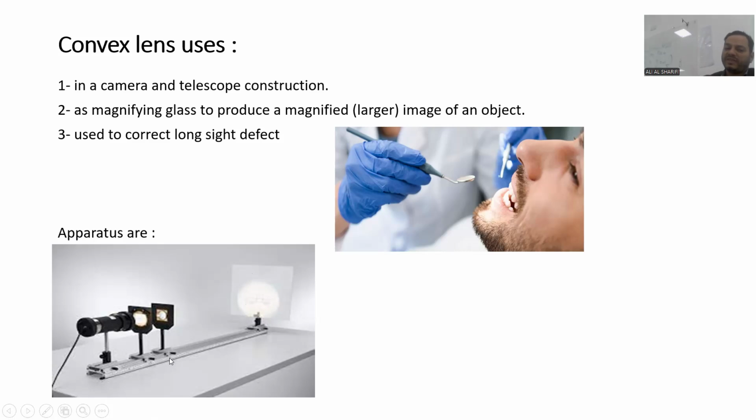What does U mean? What does V mean? V means the distance between the screen and the lens. And after that, we will calculate U, the distance between the lens and the object. Adding both of them together will equal the distance between the screen and the object.